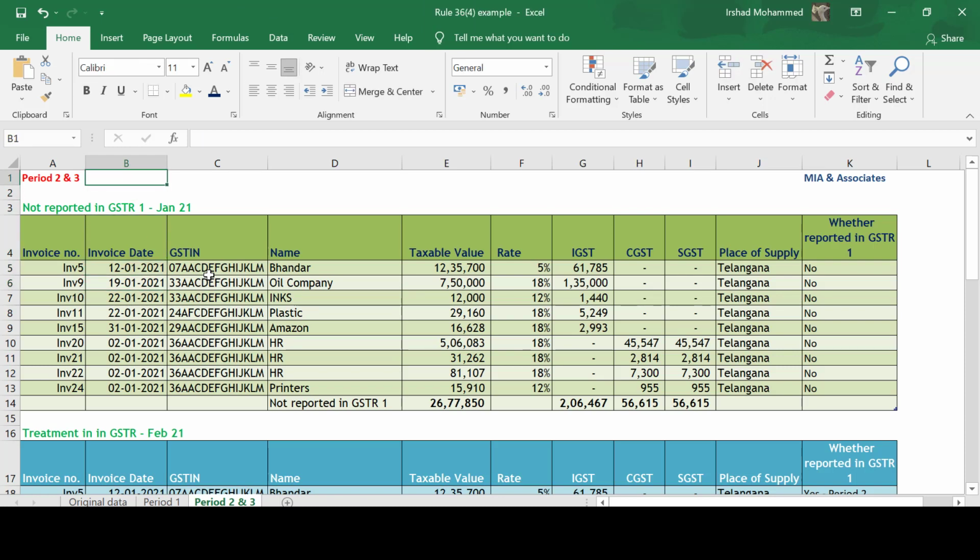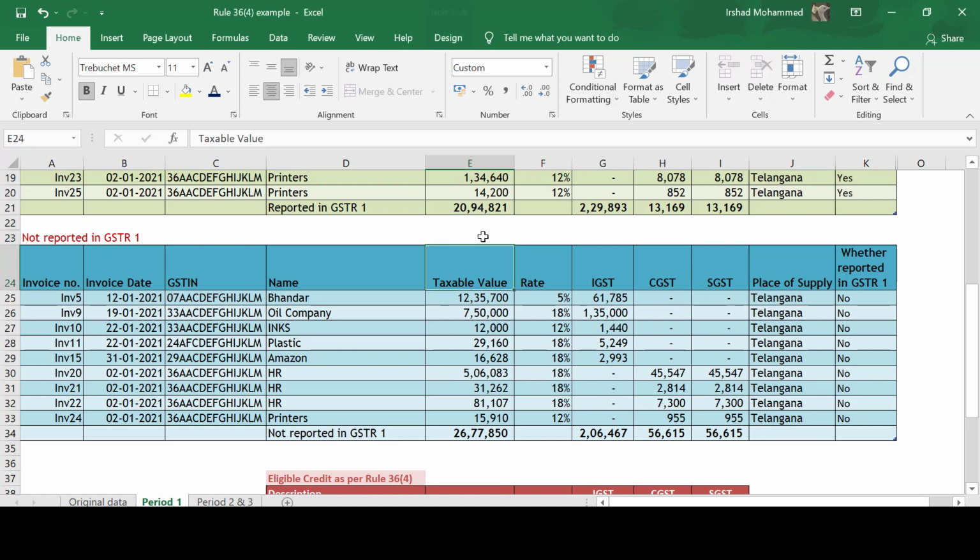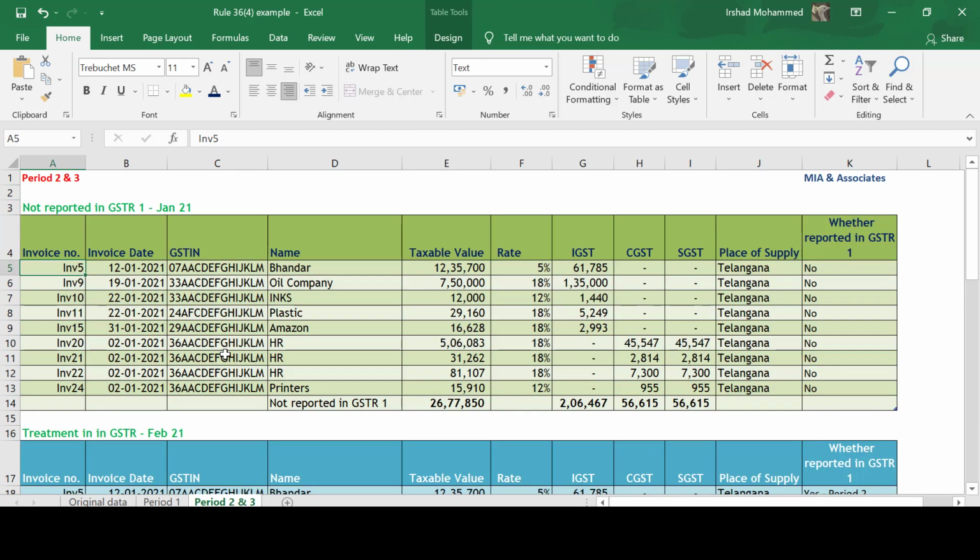So when we deal with invoices which were not reported in the previous period, in the next period, that is, these are the invoices which were not reported. As you can see in period 1, these were the invoices which were not reported. Okay. So we are dealing with these invoices in period 2 and period 3. So when we deal with these invoices in the next period, first step shall be to arrive at the target upload.